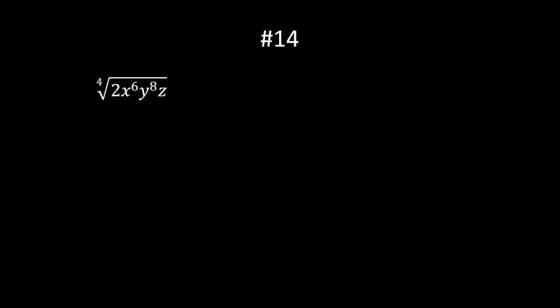Okay, I'm taking the 4th root of 2x to the 6th y to the 8th z. So each and every one of those terms are going to be taking the 4th root of. I could write it out that way. I think that's what I'm going to do. I'm going to write 2 to the 1/4, x to the 6/4, y to the 8/4, and then z to the 1/4.